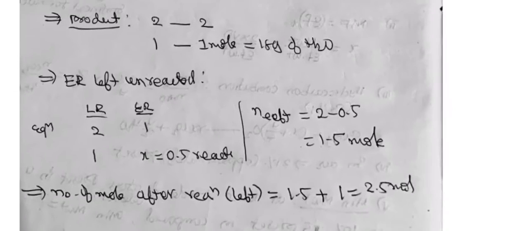So like this we can find the product formation, and also how much excess reagent is left, and the total number of moles left. On the product side you will get 1 mole, and on the reactant side 1.5 moles are left unreacted. So a total of 2.5 moles are left after the reaction. So this is the limiting reagent concept.